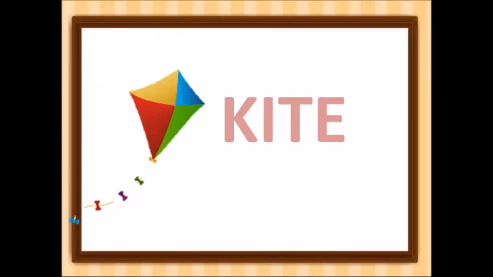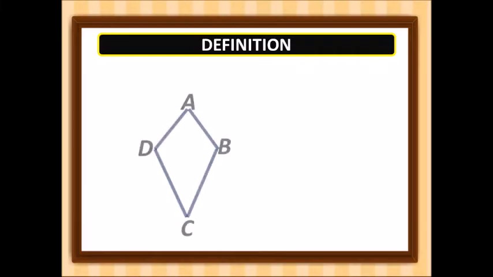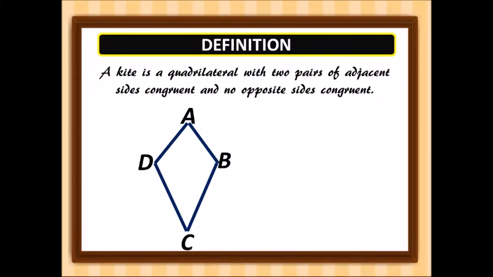Good morning. So this time let's learn about quadrilaterals, particularly a kite. So what is a kite? A kite is a quadrilateral with two pairs of adjacent sides congruent and no opposite sides congruent. Take note, it should be adjacent sides.